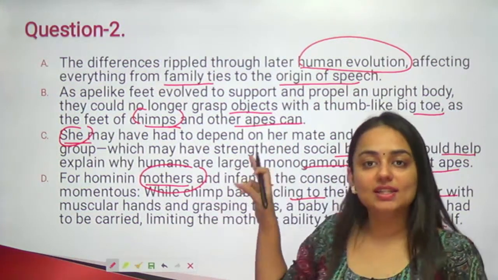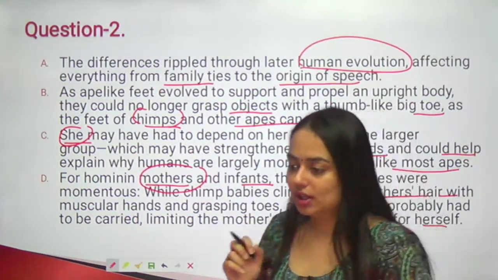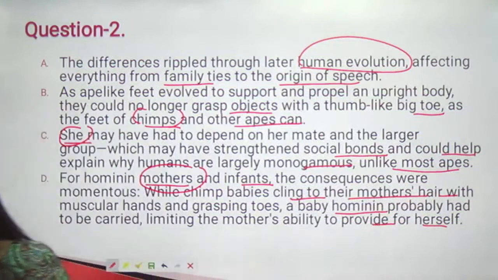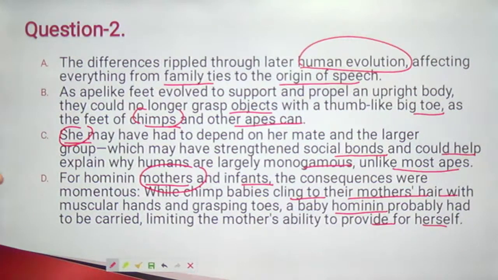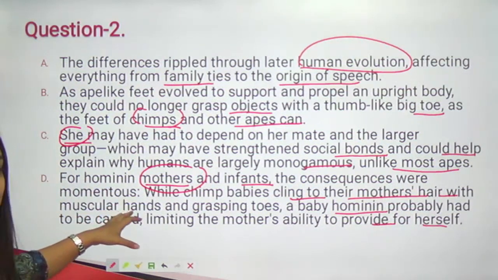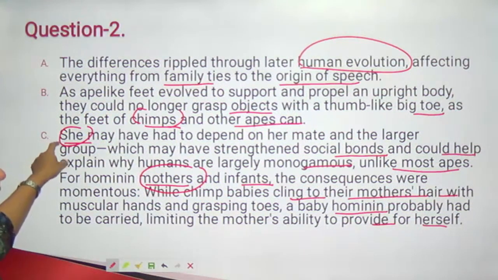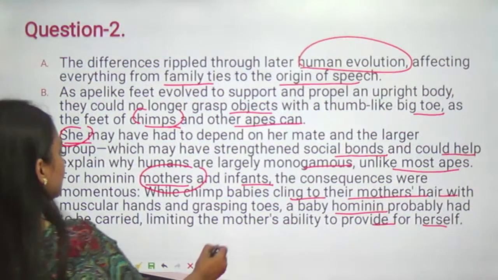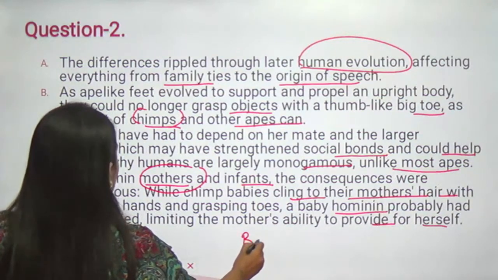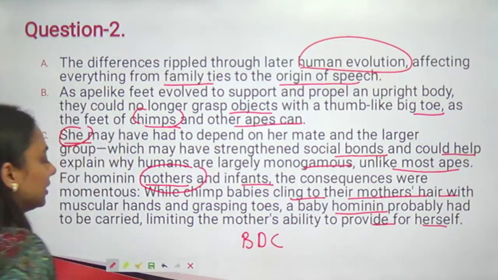So all the sentences are talking about evolution. Now give me the answer. Which one should be the odd one out? No, Herman, the C you are saying should be the odd one out is absolutely correct. Actually, a part of this mother aspect has been further explained in C. So you can say the sequence is B, D and C.